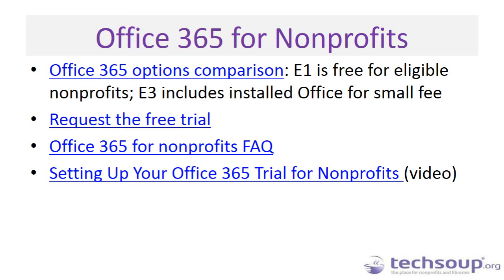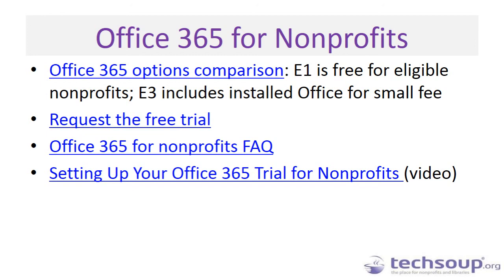If you need not only the cloud versions of Office, but you need to have Office Professional installed, and either you are not able to request it through TechSoup's donation programs because you're not eligible, or you need more licenses than what you can request, the E3 version is $4.50 per month per user to have the Office Professional installed option as well. So that helps with the cost.